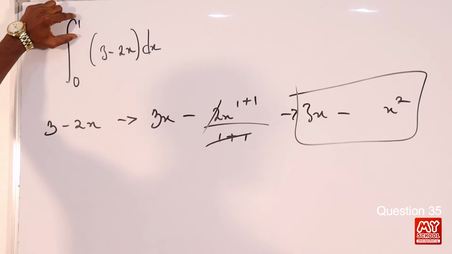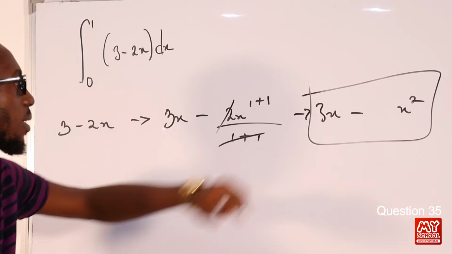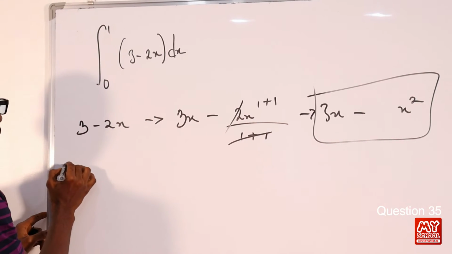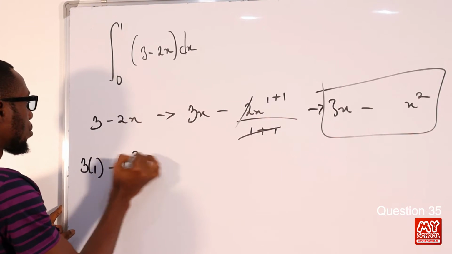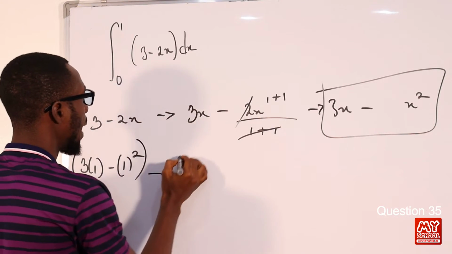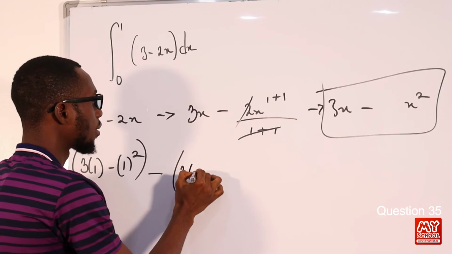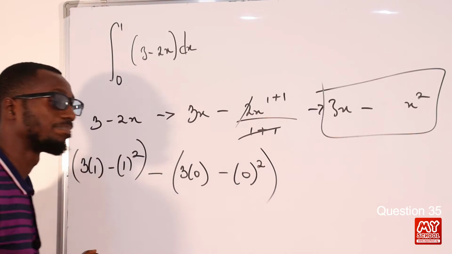So we have the upper value and the lower value. Let's just slot it in. That's all we have to do. So when x is 1, I have 3 into bracket 1 minus 1 raised to power 2. Minus, when x is 0, 3 into bracket 0 minus 0 raised to power 2.